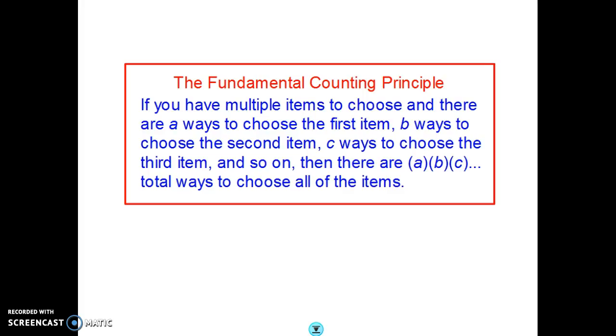To expand a little bit on that, the fundamental counting principle says if we have multiple items to choose, and there are A ways to choose the first item, B ways to choose the second item, C ways to choose the third item, and so on, then the total possible number of ways to choose all of the items together is just A times B times C, and so on.